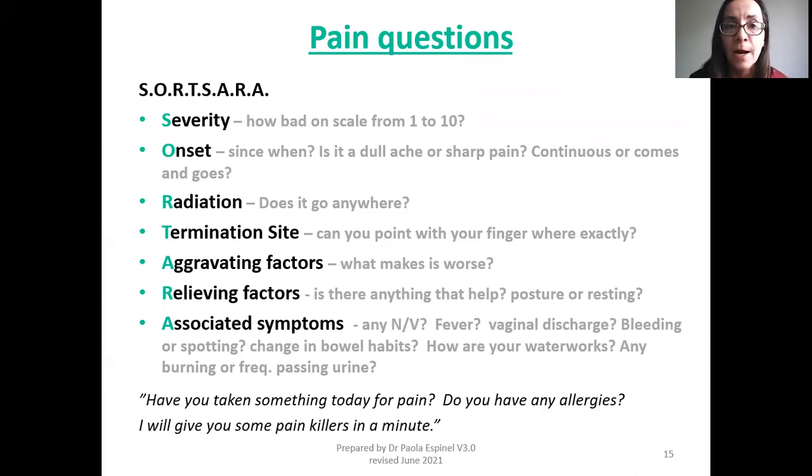Similarly, we have SOCRATES, that is about pain, but I think with the SOCRATES you can also say the pain well. So work with whatever feels better for you, and you can just get it in your head easier. So the same: the severity, onset, radiation, termination site, if it's going somewhere, aggravation, relieving factors, and other symptoms that are associated. So just take time to learn and to process the information.